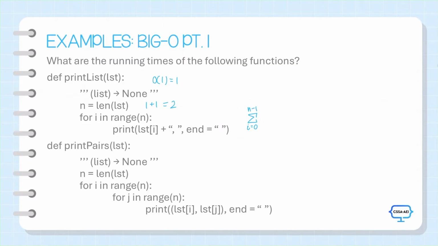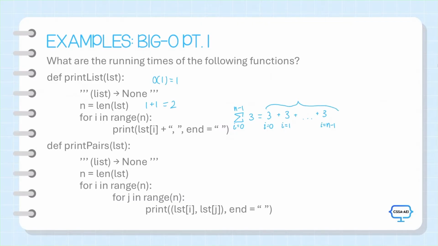And then how many operations is this print? We have an index, a concatenation, and a print, so we'll say it's 3. So each time we run the loop, it's going to take 3 operations. Okay? So what does this equate to? When i is equal to 0, we're going to have 3, plus when i equals 1, we're going to have 3, plus we're going to keep going until we have i equal to n minus 1.